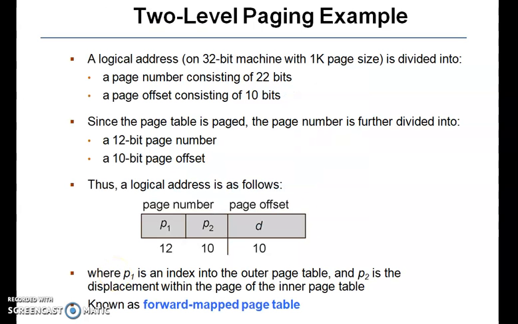2-level paging example. A logical address on a 32-bit machine with 1K page size is divided into a page number consisting of 22 bits and a page offset consisting of 10 bits. 10 bits because we require a 1K page size. Since the page table is paged, the page number is further divided into a 12-bit page number and a 10-bit page offset. The logical address has page number P1 of 12 bits, P2 of 12 bits, and displacement of 10 bits, where P1 is an index into the outer page table and P2 is the displacement within the page of the inner page table. This technique is also called a forward-mapped page table.